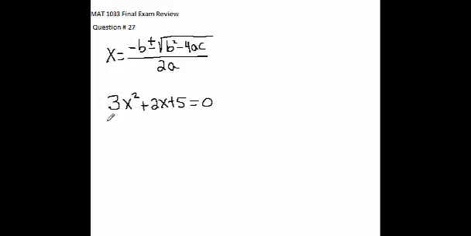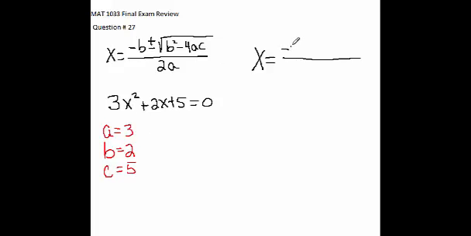And it's written in standard form. We can identify a as 3, b as 2, and c as 5. Then we're going to take these values and plug them in. X is equal to the opposite of b, which would be negative 2, plus or minus the square root b squared, so 4, minus 4 times a times c, which is 15, and then divided by 2 times a, which is 6. 2 times 3 is 6.